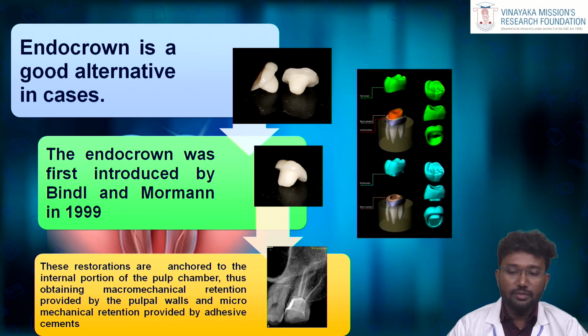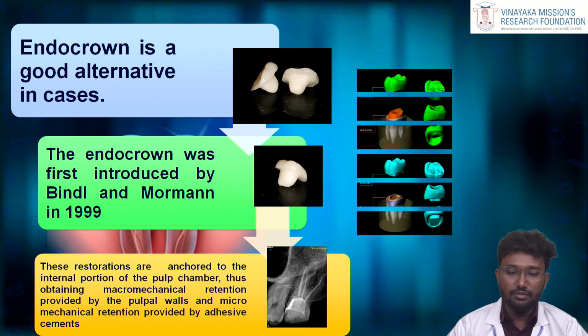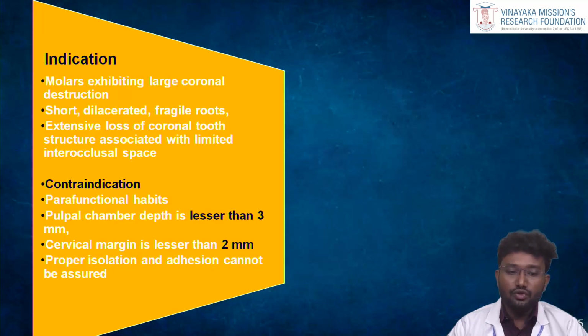This is the pictorial representation showing a normal crown and an endocrown. In the normal crown, the margins rest over the cervical region of the tooth. In the endocrown, the anchor lies within the pulp chamber. So let's discuss its indications and contraindications. These endocrowns cannot be used in all cases of molars or premolars. They have certain indications and selective cases where they should be used.